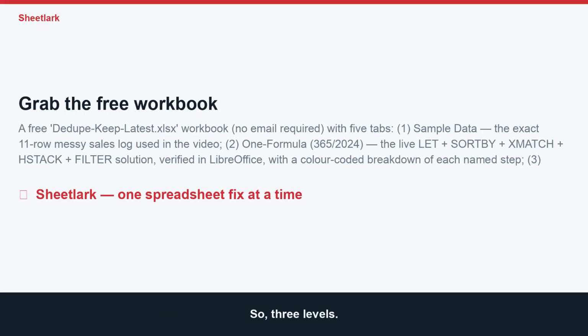So 3 levels. On Microsoft 365 or Excel 2024, one LET formula does the whole job and stays live. On Excel 2021, you can do the same idea without HSTACK by stacking differently, but the simplest bulletproof route on any version from 2016 up is a MAXIFS helper column plus a filter, and whichever you pick, if 2 rows can share the newest date, add a tiebreaker so you control the winner.